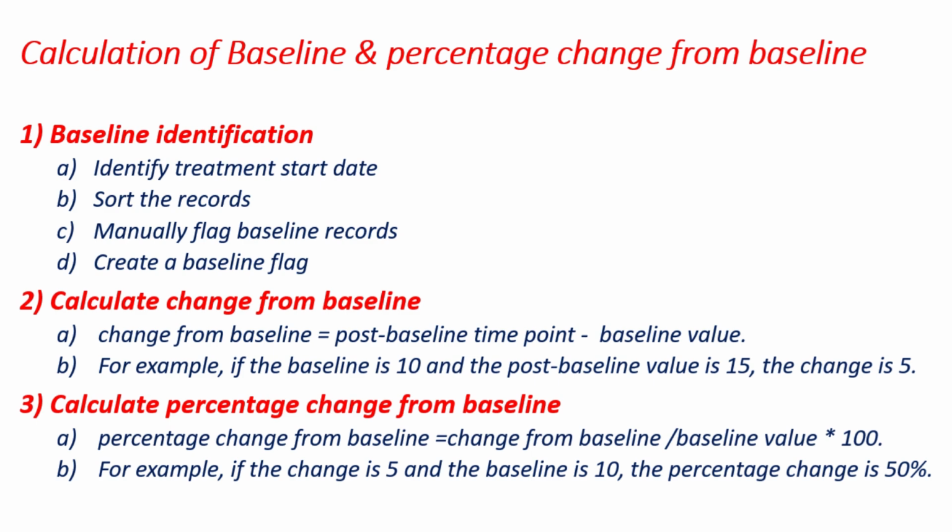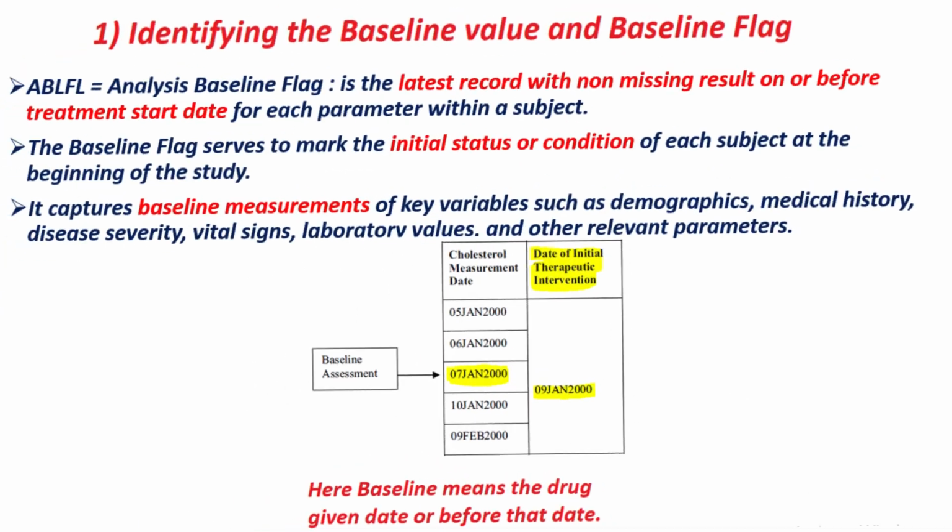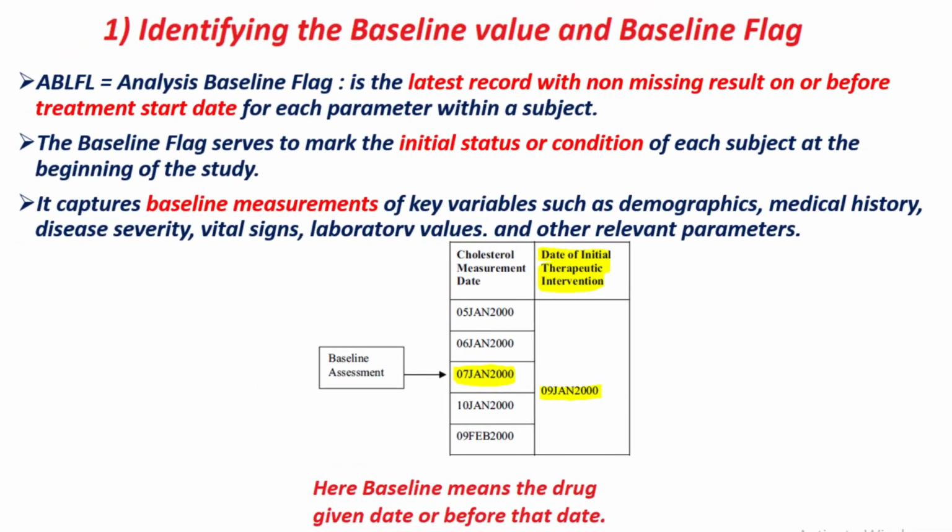Third one is calculate percentage change from baseline, which equals change from baseline divided by baseline multiplied by 100. For example, if the change is 5 and the baseline is 10, the percentage change is 50%. We will see the first question, identifying the baseline value and baseline flag. ABLFL means analysis baseline flag.